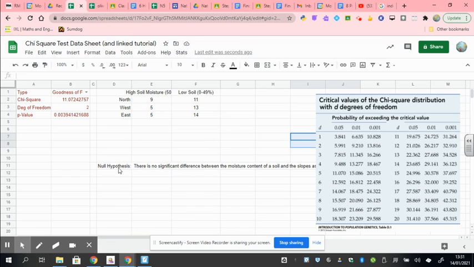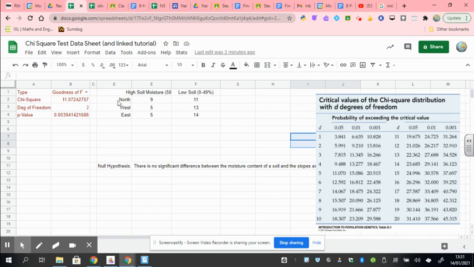So what do I do? I reject this null hypothesis. I would actually say I can reject the null hypothesis and accept the alternate, that there is a significant difference between the moisture content of a soil and the slope's aspect. And I can accept this to the 0.01 significance level, which means that I am 99% confident that this difference exists. Okay, so that's me doing 2 examples.